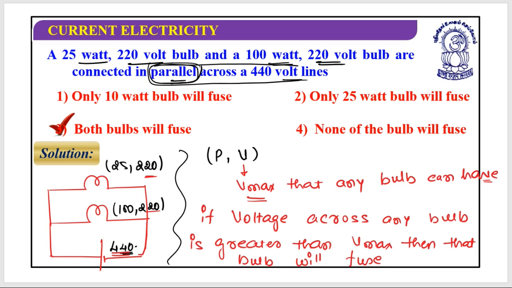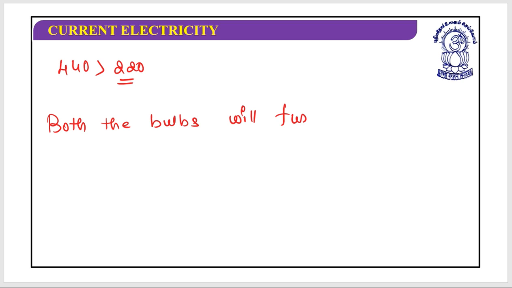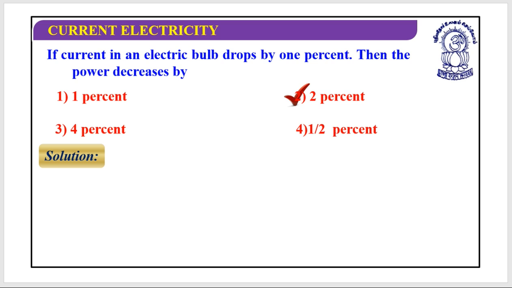Here in this case, you are providing 440 volt to a 220 volt bulb. So as 440 is greater than 220, both the bulbs will fuse. If they were connected in series, maybe one of the bulbs can be saved. But as they are connected in parallel, both the bulbs will fuse. So let's have a look at the next question.